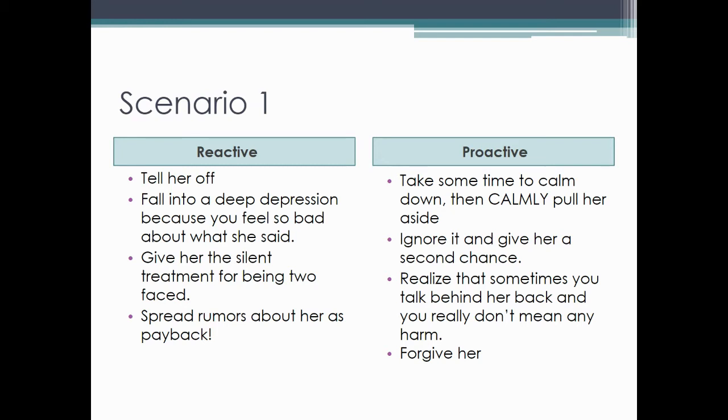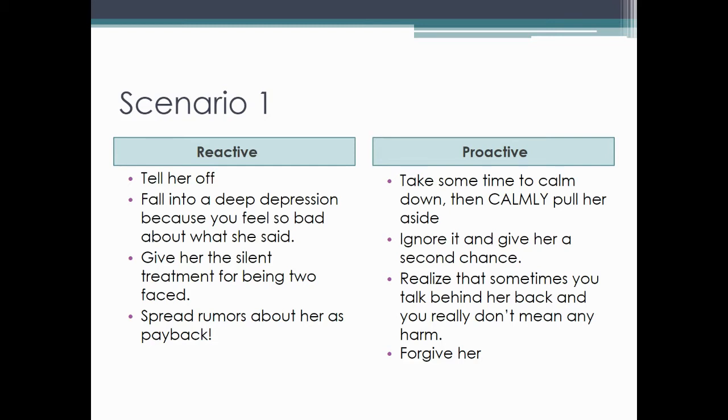Ignoring it and giving her a second chance is arguably a proactive solution, right? Thinking that maybe it's not about you and it's about her. Maybe that isn't the right thing to do in all scenarios, right? Maybe addressing it would be a mature thing to do, but in some cases, if it was little, ignoring it might just be better off for you.